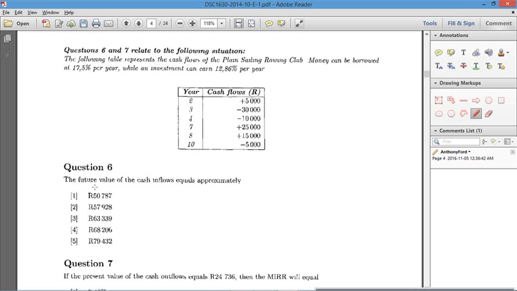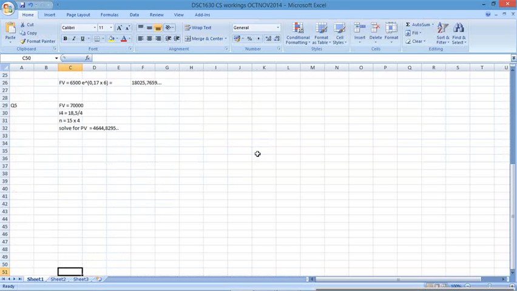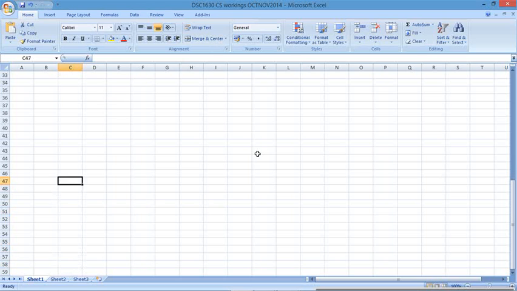Question 6 is asking you for the future value of the cash inflows. So what am I going to do? I'm going to use the financial calculator and I'm only going to put in the inflows, i.e. the positive amounts, in my calculator. So let's do that working. Question 6 is a can-you-use-the-calculator question.